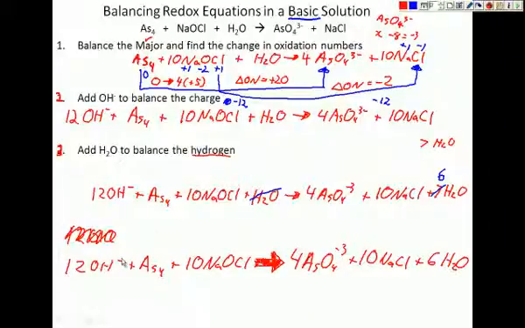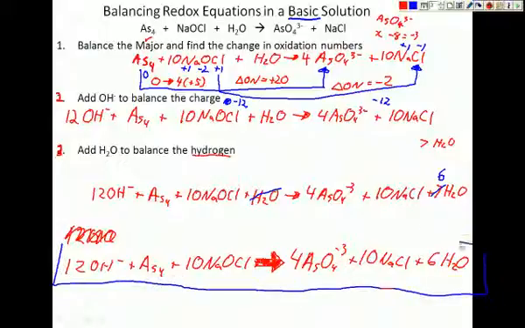Good, so our hydrogen is balanced. And finally, the last thing, just to make sure we have the right answer, we're going to check if our charge is balanced. Total charge on this side is minus 12. 4 times minus 3 is also minus 12, so the charge is also balanced. So this is our final answer. Okay?